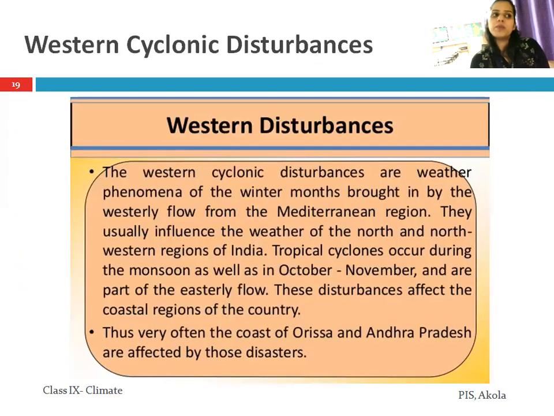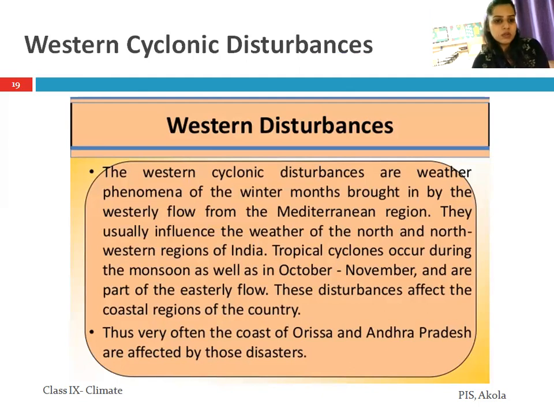The last topic in factors affecting climate is Western cyclonic disturbances. When we talk about cyclonic disturbances, cyclone we all know. But then what are these cyclonic disturbances? These are the weather phenomena of the winter months brought in by the westerly flow from the Mediterranean region. They usually influence the weather of the north and northwestern regions of India.